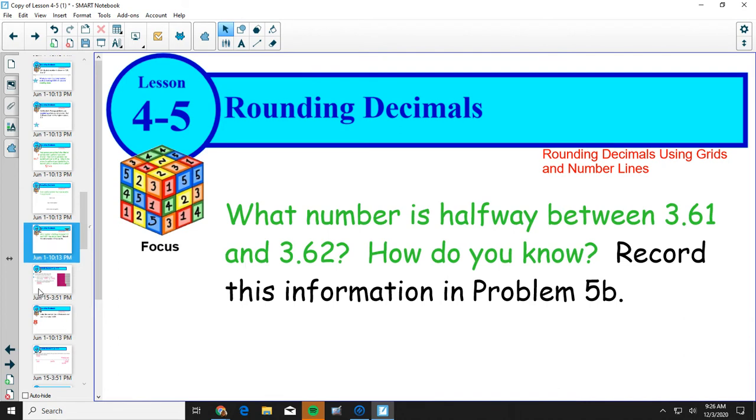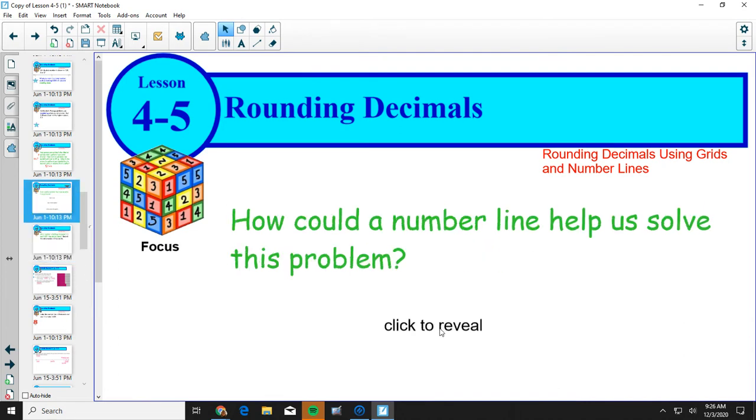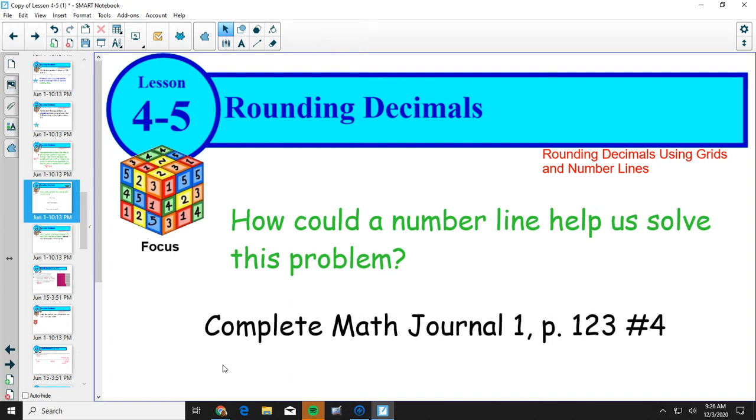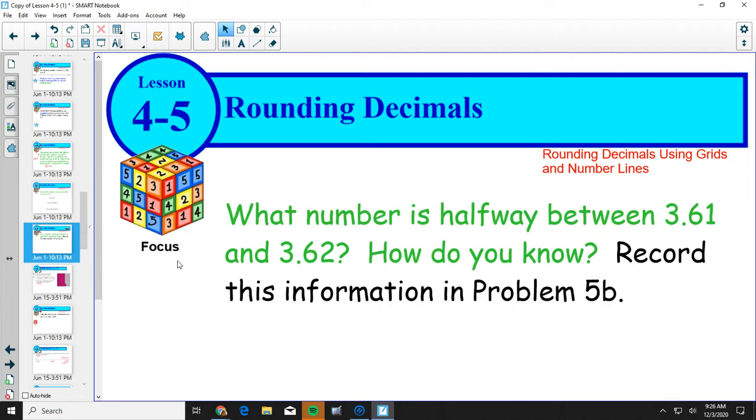So what I want you to do now is turn to page 123 and look at number 4. What number is halfway between 3.61, 3 and 61 hundredths, and 3 and 62 hundredths? How do you know what is halfway between? Record that information on problem 5B. Take a moment, pause if you need to. Think about what would be halfway. We know 0.5 is halfway between 0 and 1. So what would be halfway between 3.61 and 3.62?